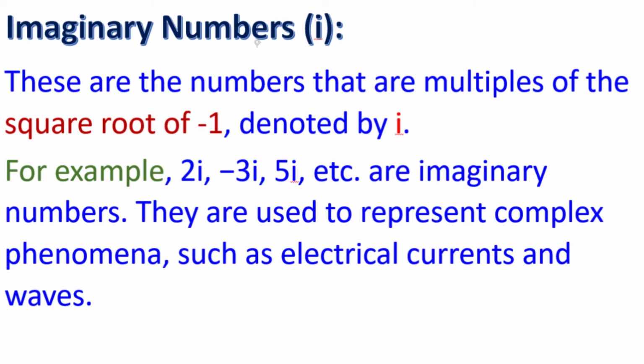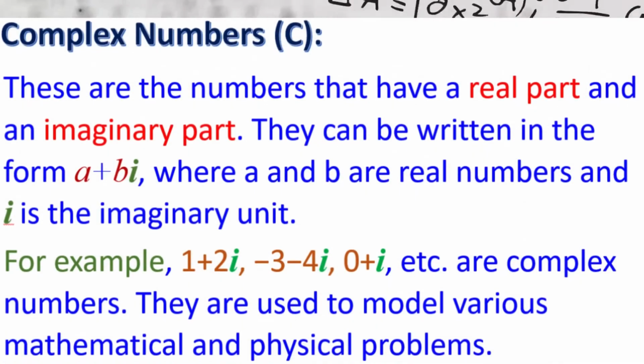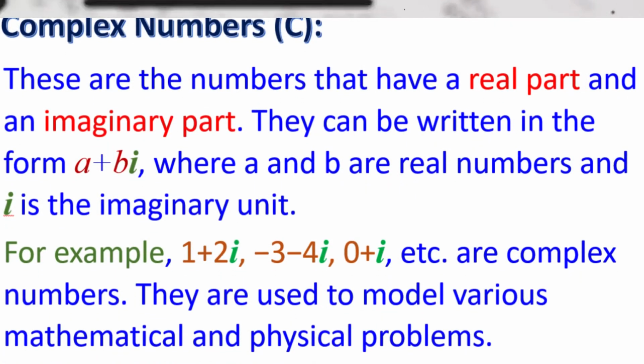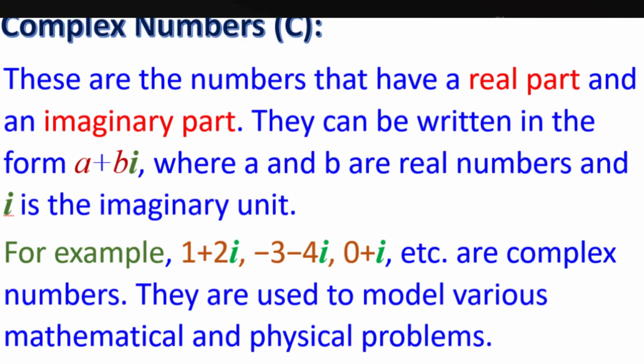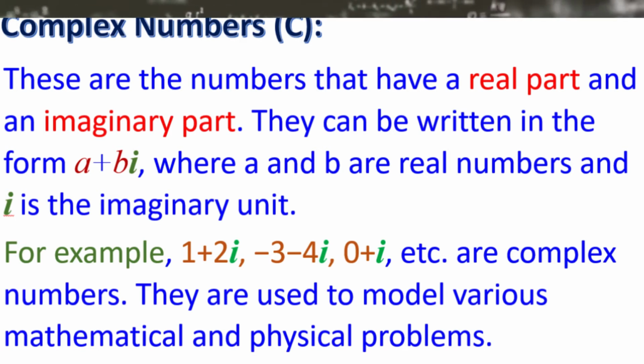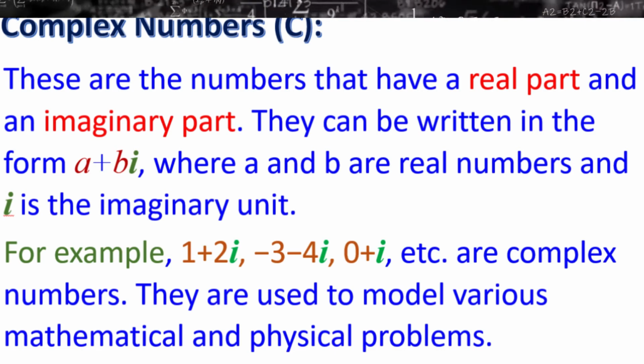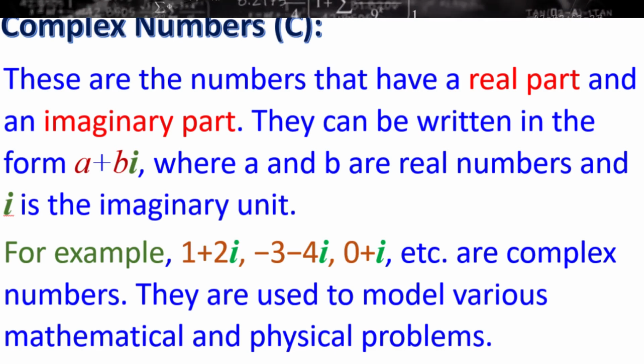Finally, we have complex numbers, symbolized as C. These numbers have a real part and an imaginary part and can be written in the form a plus bi, where a and b are real numbers and i is the imaginary unit. Numbers like 1 plus 2i, -3 minus 4i, 0 plus i, and so on are complex numbers. They are used to model various mathematical and physical problems.